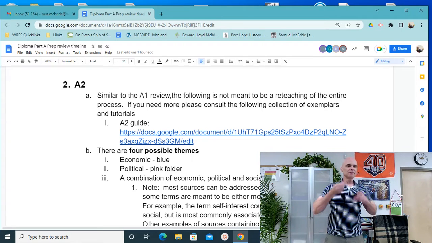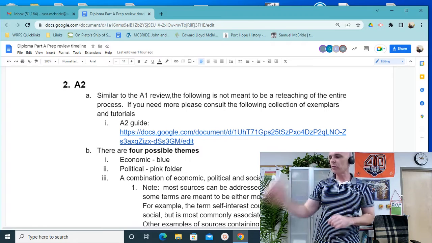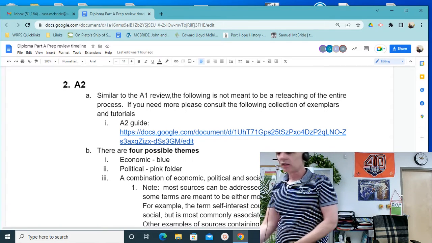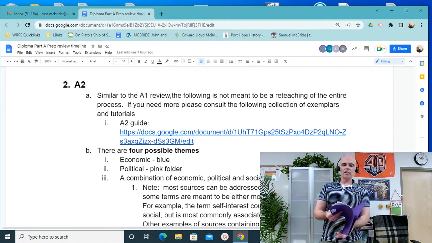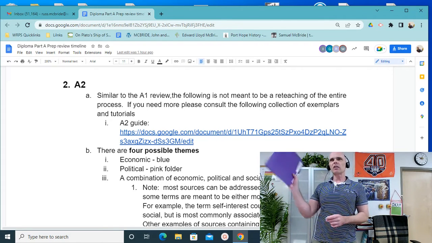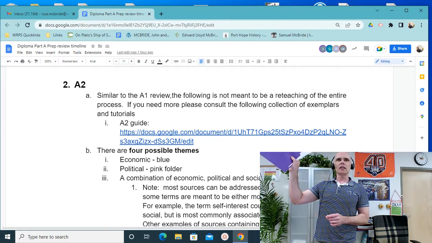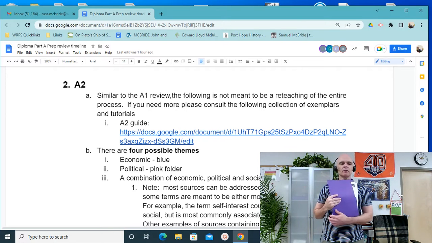I'm going to put this on. And let's get started. So we have three folders. The blue one is the economic, the pink one is political, and the purple one is a combination of economic, political, and social. To some extent, I could almost put all of the A2s in here. Almost every A2 could be a combination.